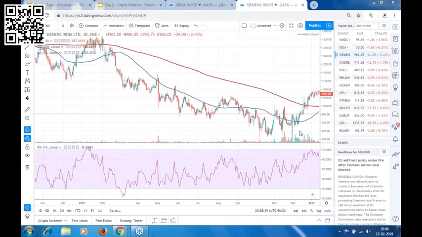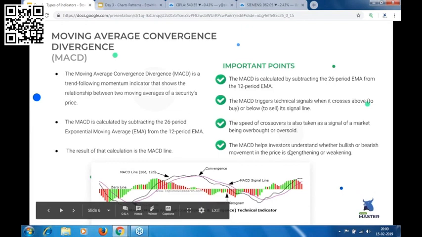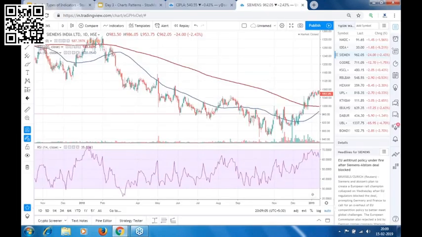Now another indicator that is most commonly used is MACD, or the moving average convergence divergence as it is known. Now this is also a trend following momentum indicator, and it basically shows the relationship between two moving averages. Say if I plot MACD also on the chart. Indicators, MACD.